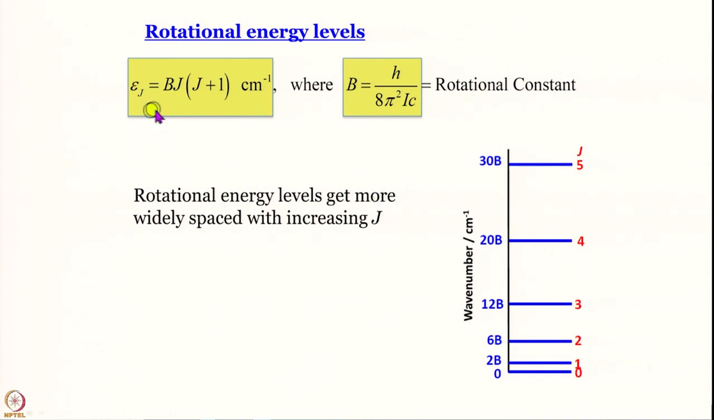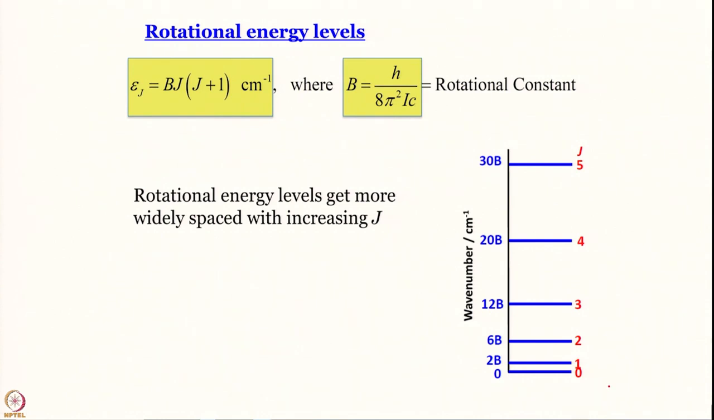Epsilon J equals B into J into J plus 1, where B equals h by 8 pi square I c. So, what is J, what is the next level after 0? J equal to 1. When you put J equal to 1, what do we get? Maybe I can just write that. The minimum rotational energy is 0, we have written.